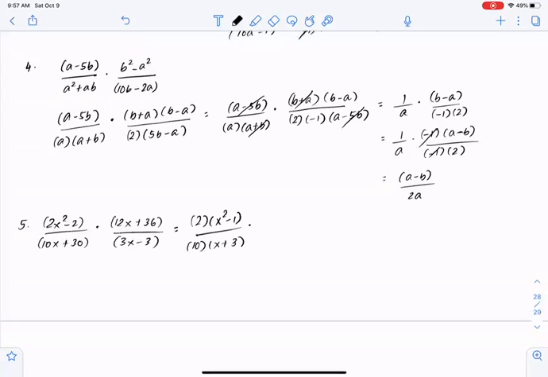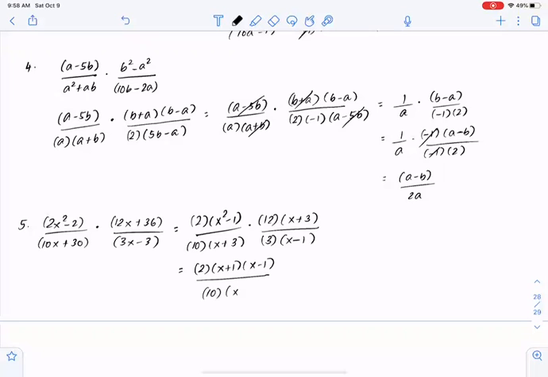There is a 12 in common in the numerator. So if I pull 12 out, I would have x plus 3 divided by 3 times x minus 3. Excuse me, it's not x minus 3, it is x minus 1, because I'm pulling 3 out. So 2 times x plus 1 times x minus 1 divided by 10 times x plus 3.